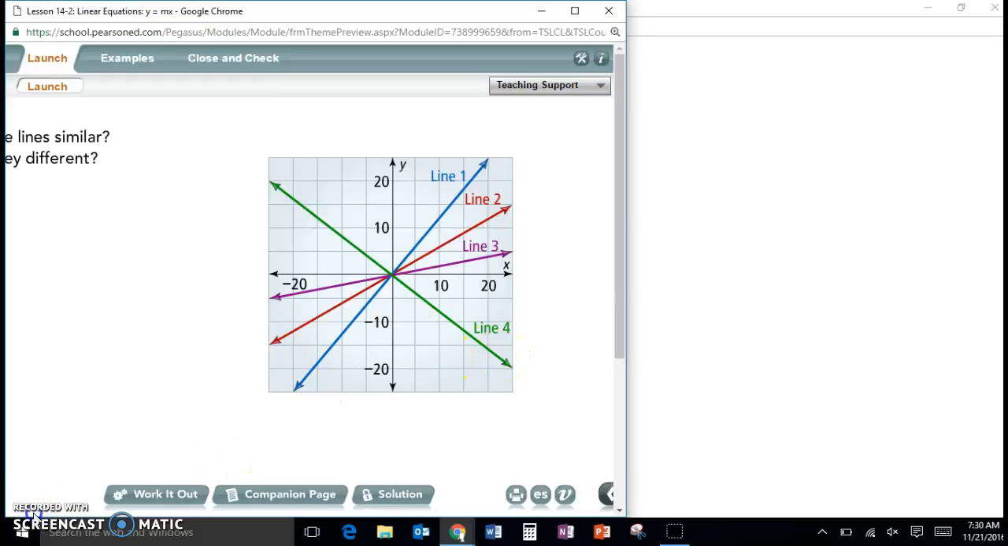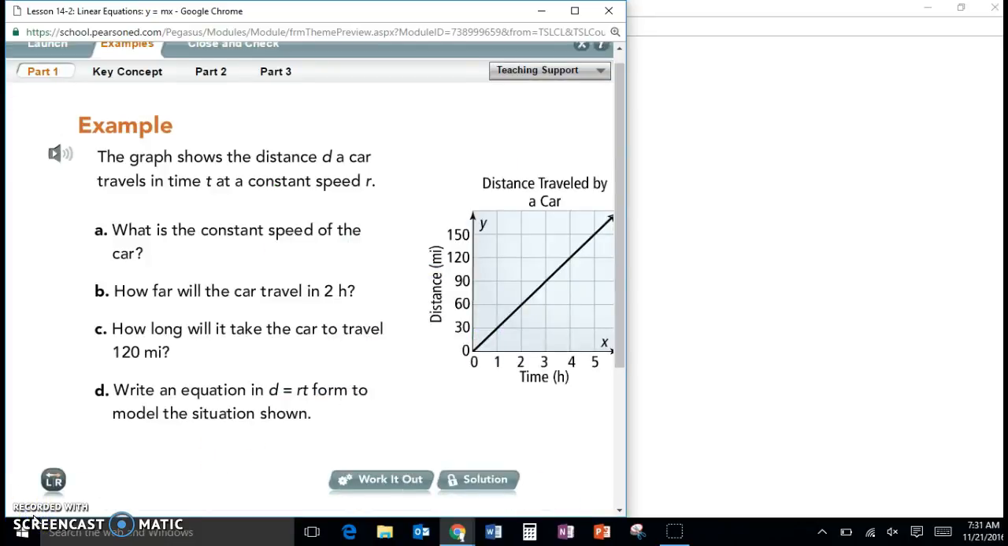Okay, guys, for our first example, it says the graph shows the distance d a car travels in time t at a constant speed r. What is the constant speed of the car? Well, if you find your unit rate, which would be right here, it would be 30 miles in 1 hour. How far will the car travel in 2 hours? So if we go to 2 and we go up and over, 60 miles. How long will it take the car to go 120 miles? So we go to 120, we go over, we go down, that would be 4 hours.